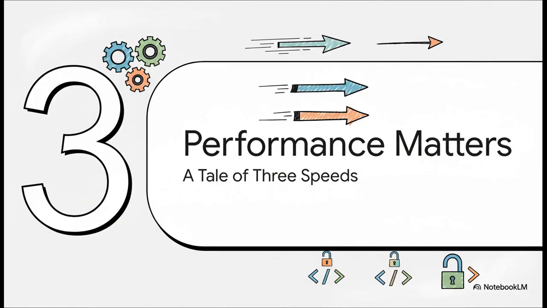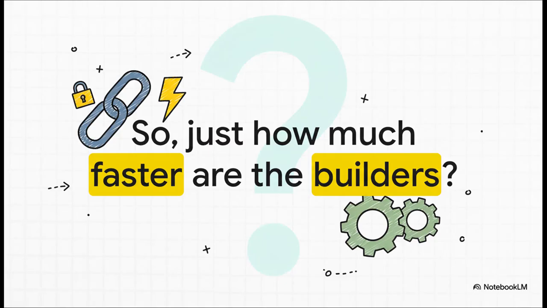Okay, so we get it, they're more efficient in theory. But let's talk about real-world performance. Because this is where the difference goes from, "Oh, that's interesting," to, "Whoa, okay, I get it now." It's really a tale of three very, very different speeds. So the big question is, are we talking about a small, barely noticeable improvement? Or is this a massive, game-changing difference?